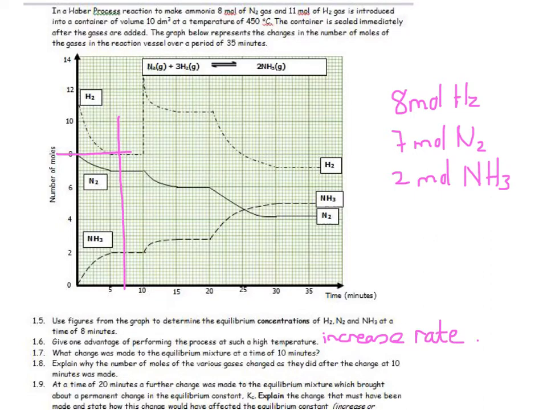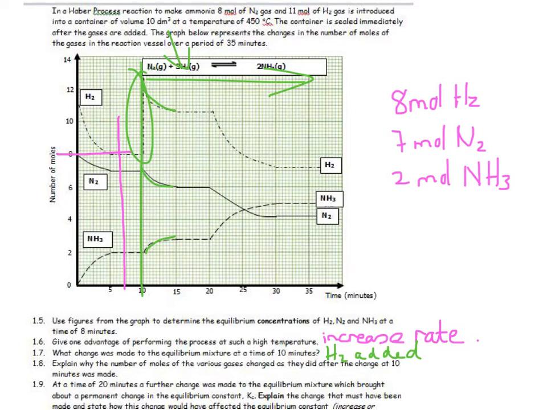What change was made to the equilibrium mixture at the time of 10 minutes? So at 10 minutes something happened. The only thing that's distinctly different is this huge jump in hydrogen. So obviously some hydrogen was added to the container. Also, I can see that after that I got less hydrogen and less nitrogen and more ammonia. In other words, I favored the forward reaction, which makes sense if I put some more hydrogen into that reaction.